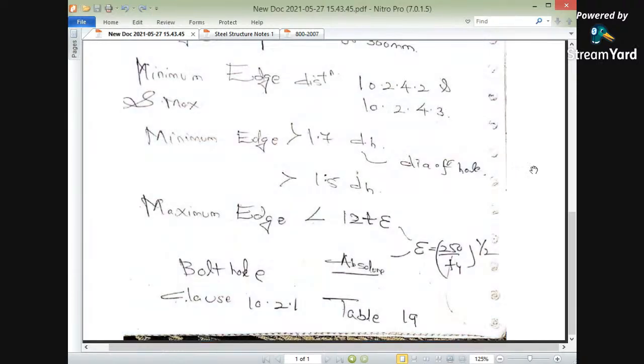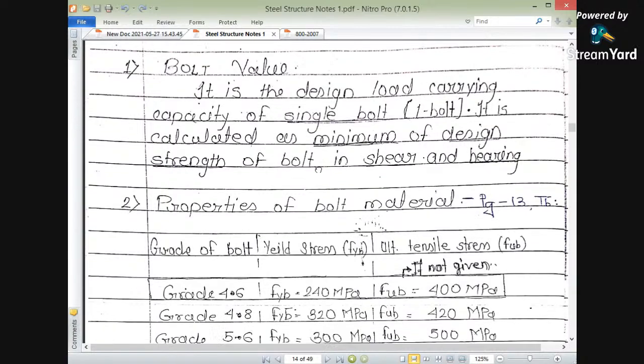With the help of this edge distance, this pitch distance or end distances, we have to calculate or find out the distance. Depending upon the design criteria, we have to find out the different things depending upon this pitch value, edge distance or end distance.